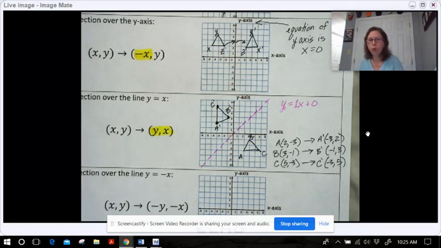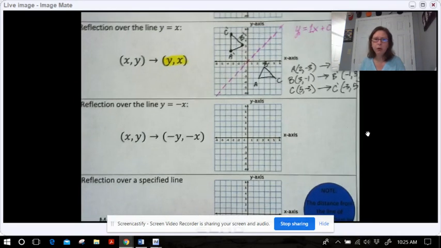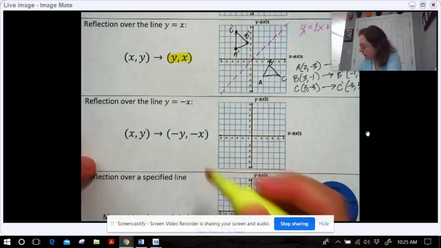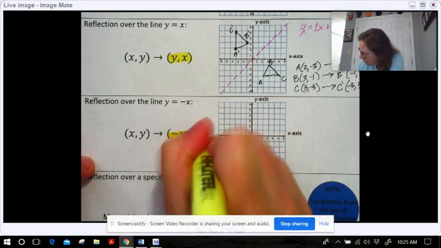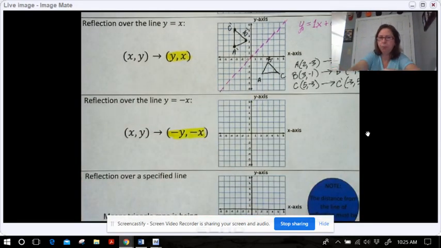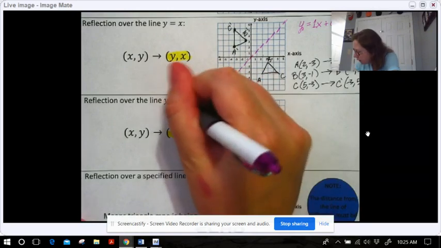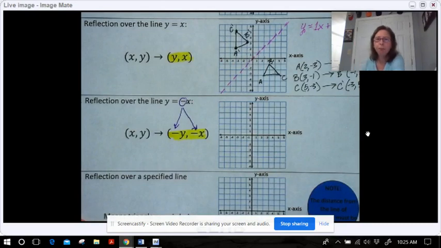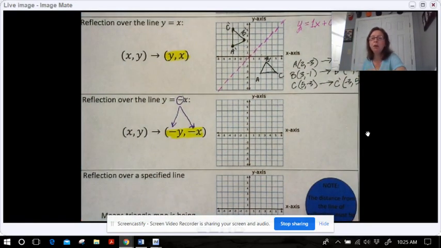Okay, we've got 2 more examples to do. I am going to now look at the line y equals negative x. Notice that again, the x and y values will flip-flop. But because it is a negative x right here, both of the signs will also change, okay? So if it's already a negative, it's going to become positive. If it's already a positive, it'll become negative, whatever its opposite is.